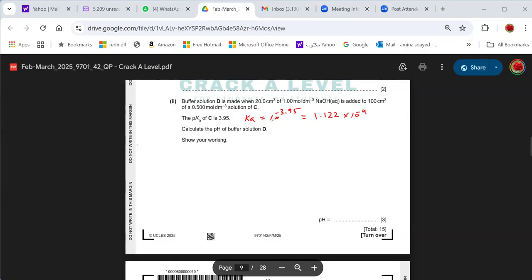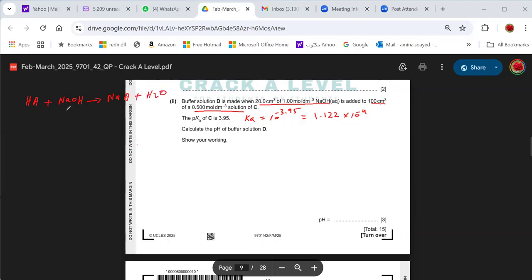And now we know that if they reacted the sodium hydroxide with the weak acid, which is the solution C. So if you have a weak acid and it reacts with sodium hydroxide, we know that the buffer consists of a weak acid and one of its salts. So the sodium hydroxide is not the salt of the weak acid, but when the sodium hydroxide reacts with the weak acid, it will form the sodium salt of the weak acid, and water is formed.